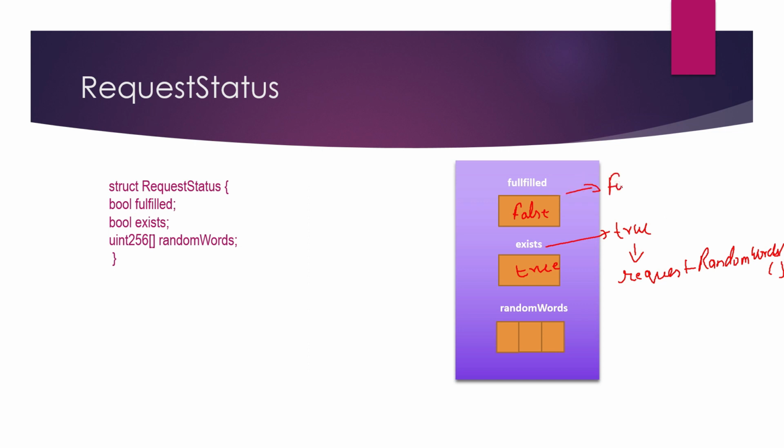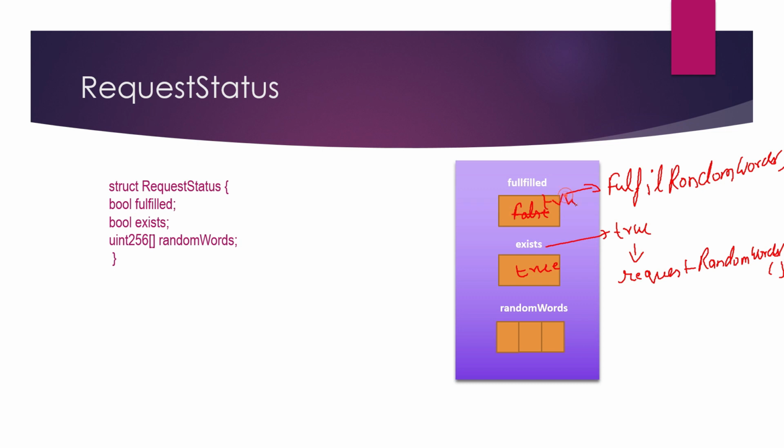We will be making this fulfilled true in the fulfill random words function, which we will be creating, and which will be called internally. So we will not be calling it, it will be called internally. This fulfill random words function will actually make this true. So this fulfill random words will check whether we have the request ID or not, and once we have the request ID and the random words, we will be making it true.